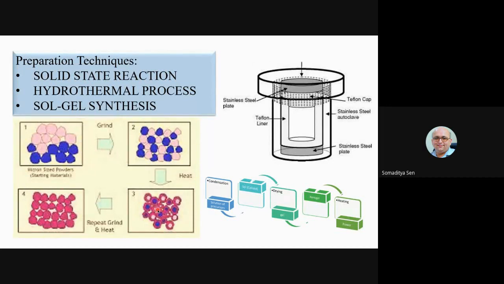Okay, so this process needs repetitions of grinding and heating. Even then you will not be able to achieve the best compositions, because how the particles have migrated from one domain, one particle, to the other particle is a question mark, and you may land up with different types of gradient inside the modified material.